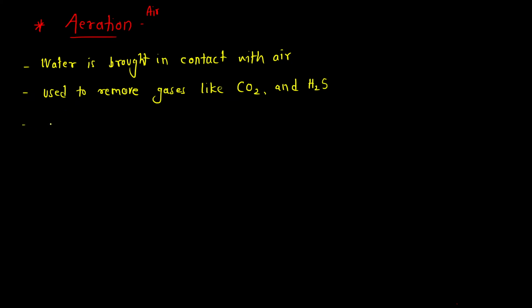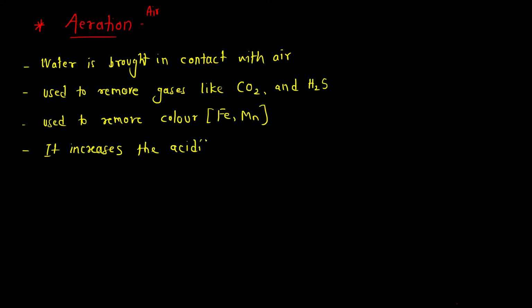Also, it is used to remove color, and this color is mainly caused due to Fe and Mn. That is, it is used in the oxidation of Fe and Mn, that is iron and manganese. Now this aeration process increases the acidity of water.